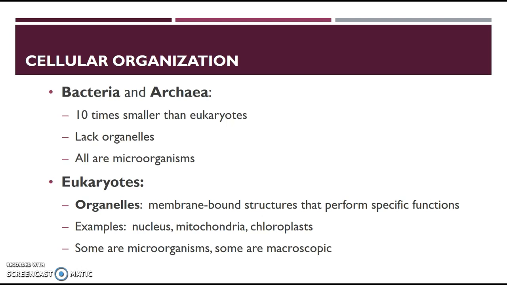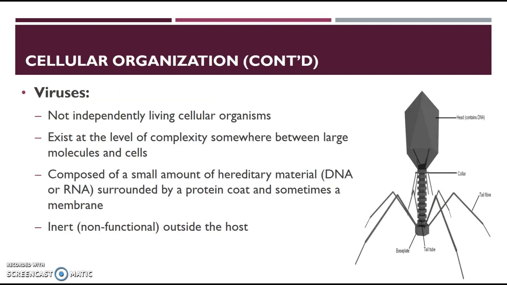Eukaryotic cells include animal cells and plant cells. Then we have the viruses, and viruses are not cells. They do not have a cell membrane. They do possess a small amount of genetic material. Sometimes it's DNA, sometimes it is RNA.